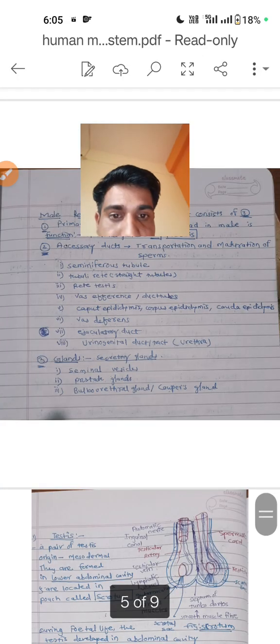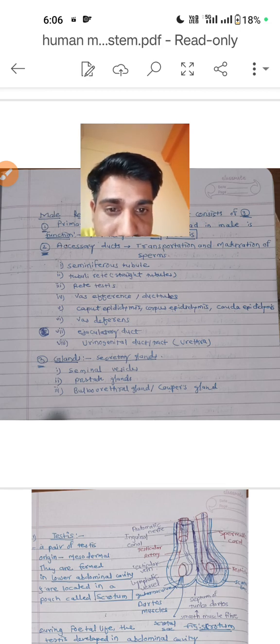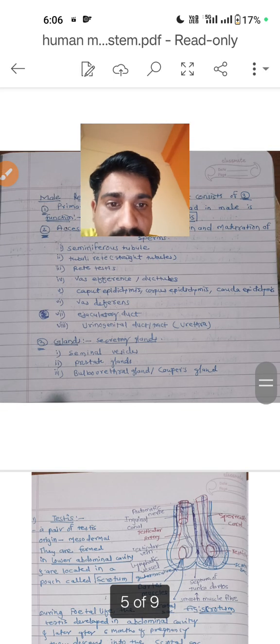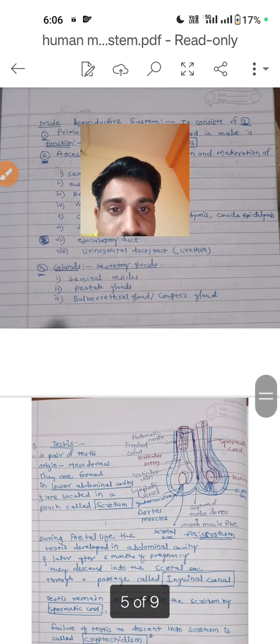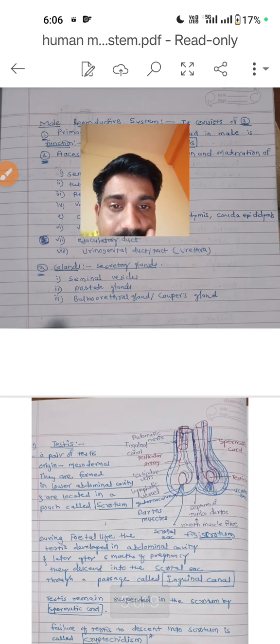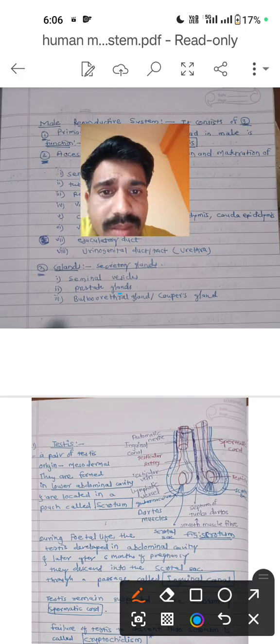After the vas deferens there is another accessory duct known as the ejaculatory duct, and after the ejaculatory duct it passes through the urinogenital tract, or the urethra, and the urethra runs through the penis. There are also three accessory secretory glands: the seminal vesicle, the prostate gland, and the bulbourethral gland. What is the importance of the seminal vesicle gland?